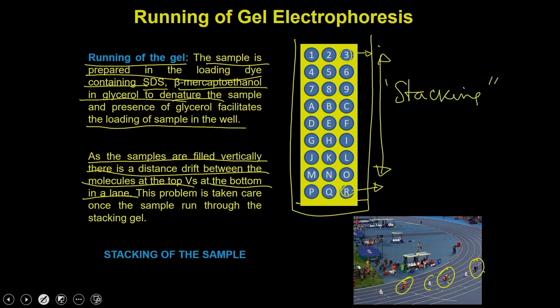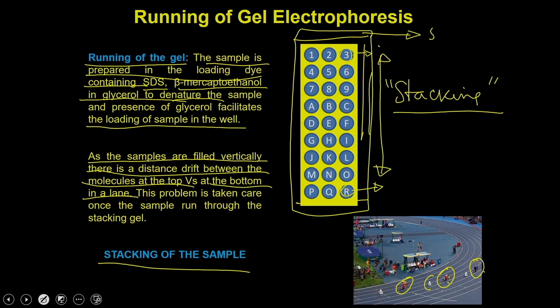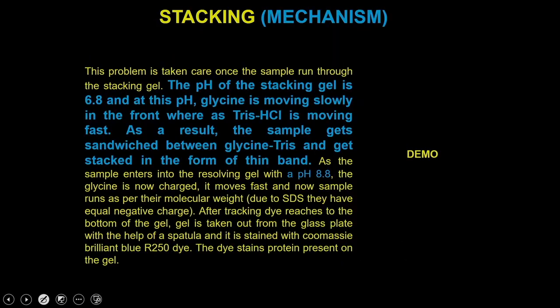Now the question is, how are you able to stack the sample? To stack the sample, you have to first put a stacking gel. That's why the well has to be prepared in the stacking gel, and you have to stack the sample. And why is the stacking gel doing the stacking? Because the pH of the stacking gel is 6.8, and at this pH, the glycine is moving slowly in the front, whereas the TRIS-HCl is moving very fast.